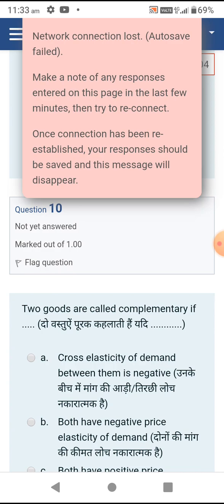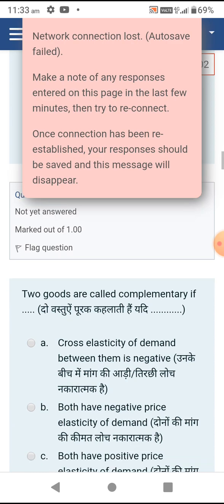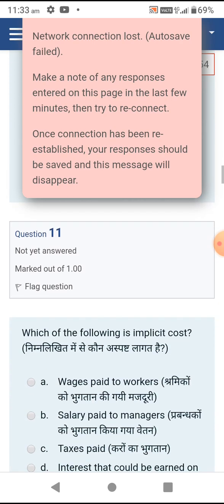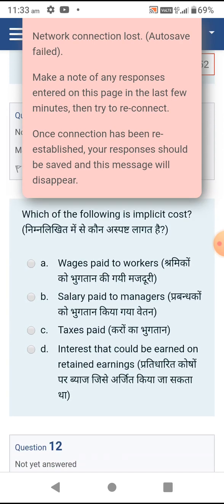Two goods are called complementary if cross elasticity of demand between them is negative, both have negative price elasticity, or both have positive price elasticity of demand, none of the above. Which of the following is implicit cost? Wages paid to workers, salary paid to managers, taxes paid, interest that could be earned on retained earnings.